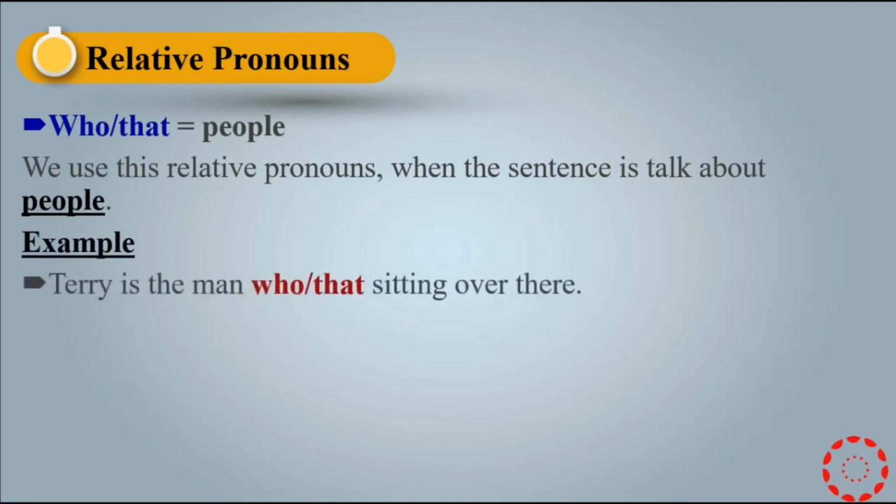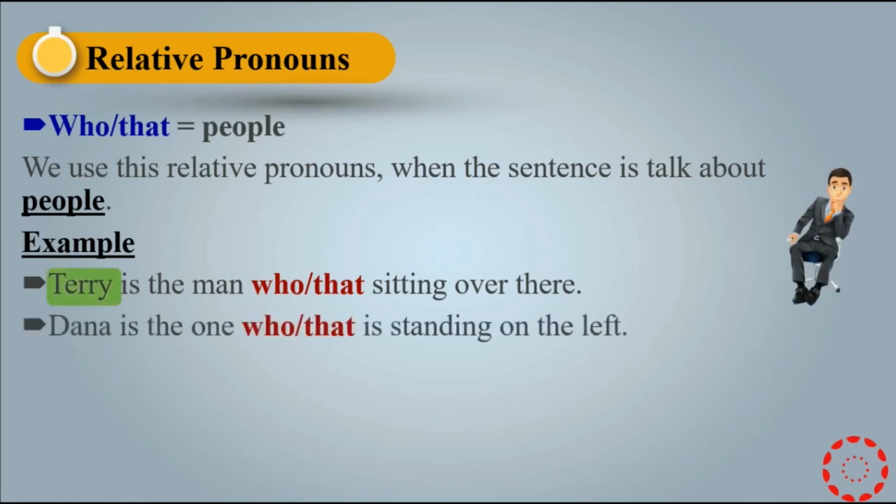For example, Terry is the man who's sitting over there. Also you can say Terry is the man that's sitting over there. Why did I use who? Because Terry is a person, or also people. So that's why I am using who. I can't use another relative pronoun because Terry is a man or a person.